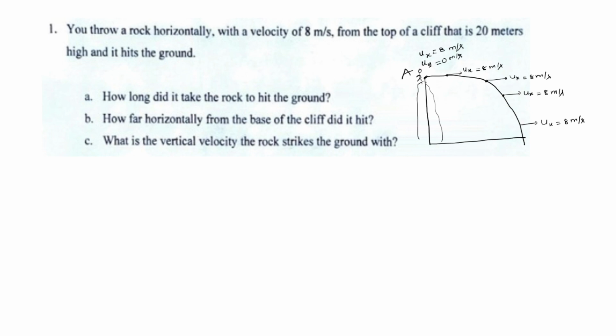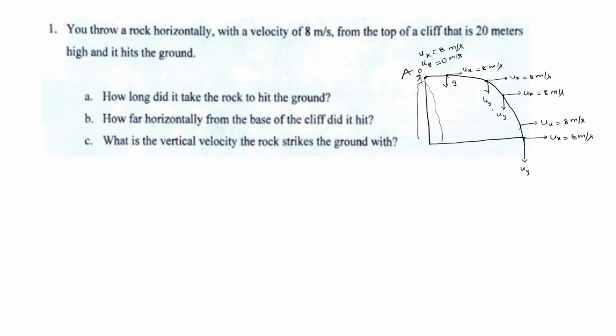Now, coming to the vertical component of velocity. The initial velocity in the vertical direction is 0 because we are not imparting any velocity. But because of acceleration due to gravity, which always acts downwards, it will be continuously changing, and we don't know what it is.